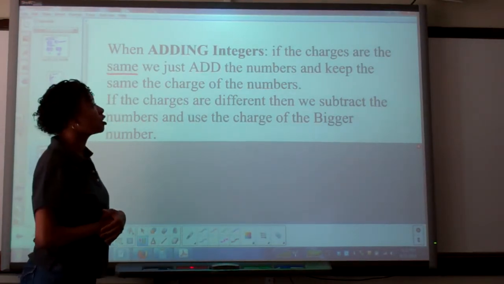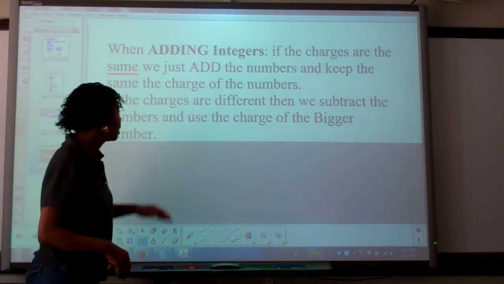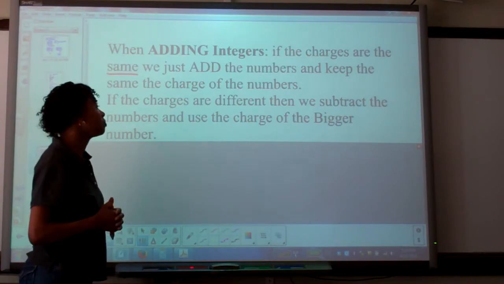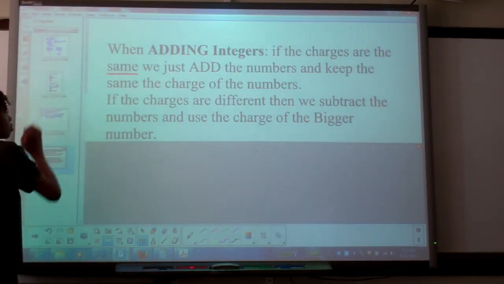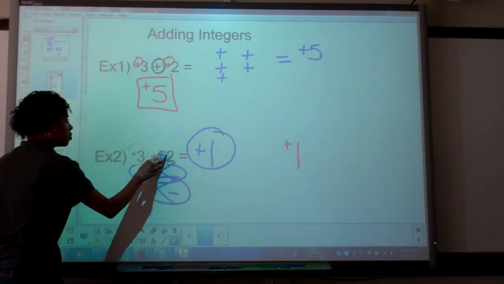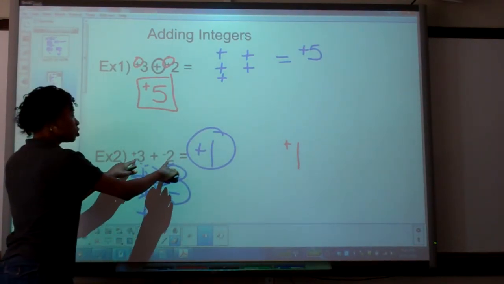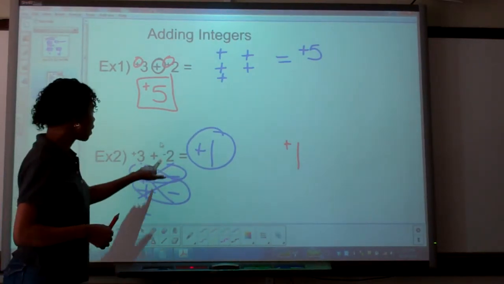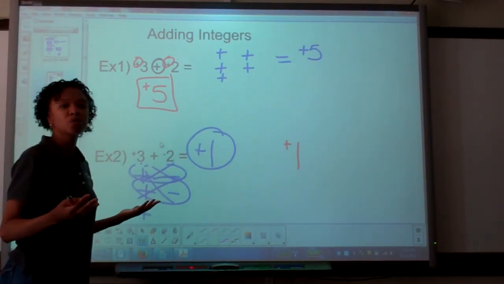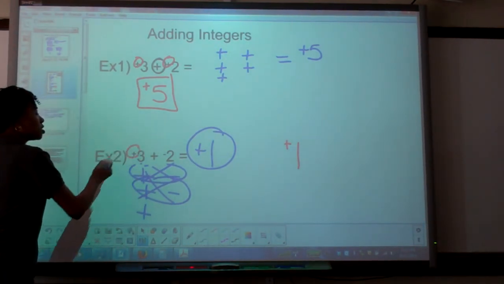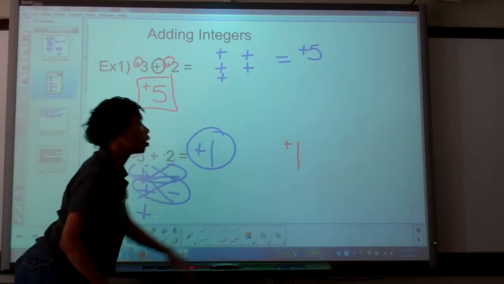If the charges are different in an addition problem, then we just subtract and use the charge of the bigger number. What do I mean? Just going back quickly. Here we have an addition problem. I'm adding integers with 2 different charges. One is a positive, one is a negative. All you do is subtract. 3 minus 2 is 1. You use the charge of the bigger number. 3 is larger than 2, so I'm just going to make that 1 a positive.